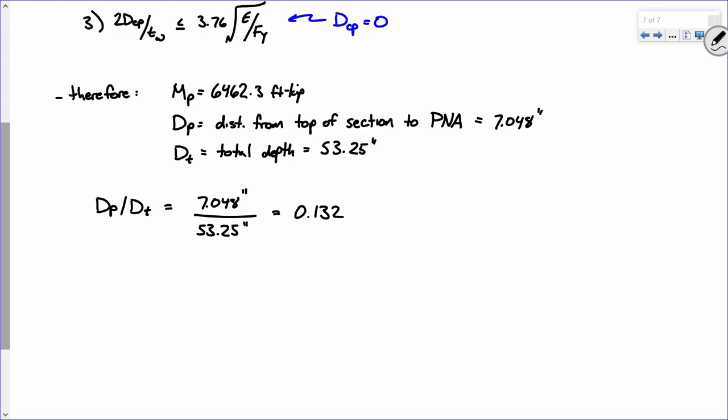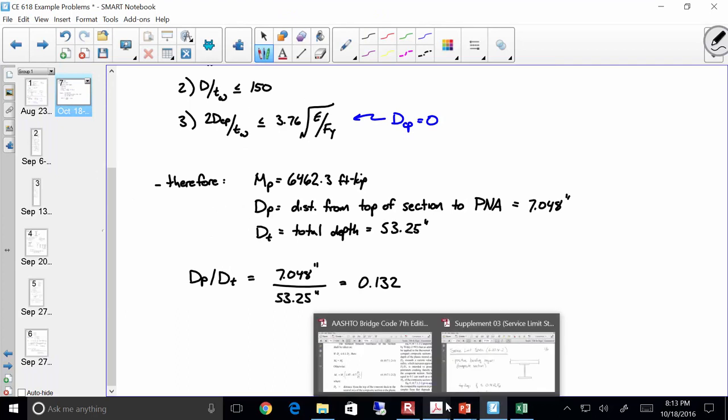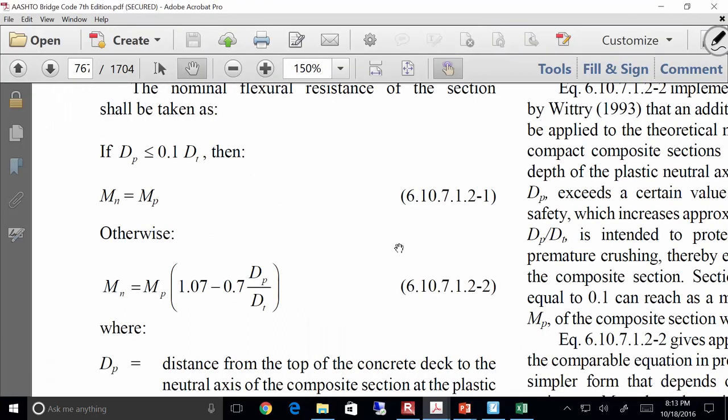I trust y'all believe me on that one, right? So taking those two, comes out to be 0.132. So I'm just going to pop the spec up real quick. So if dP over dt is less than 0.1, here's your capacity. Otherwise, your capacity is predicted by that equation, and it really is just plug and chug.